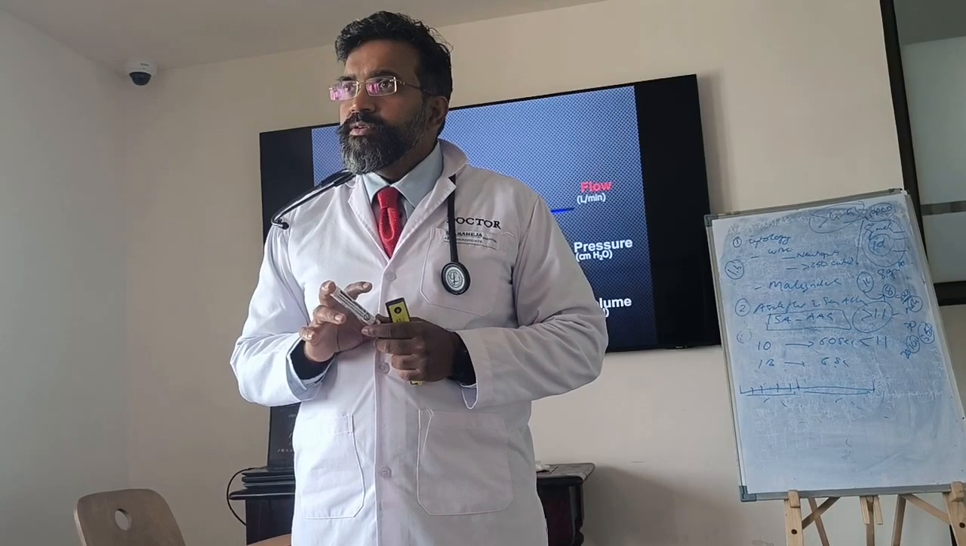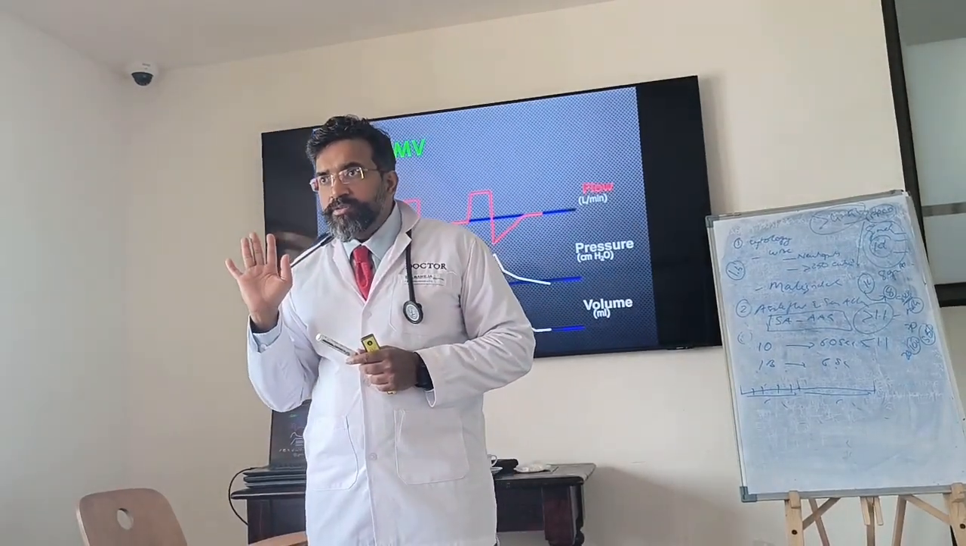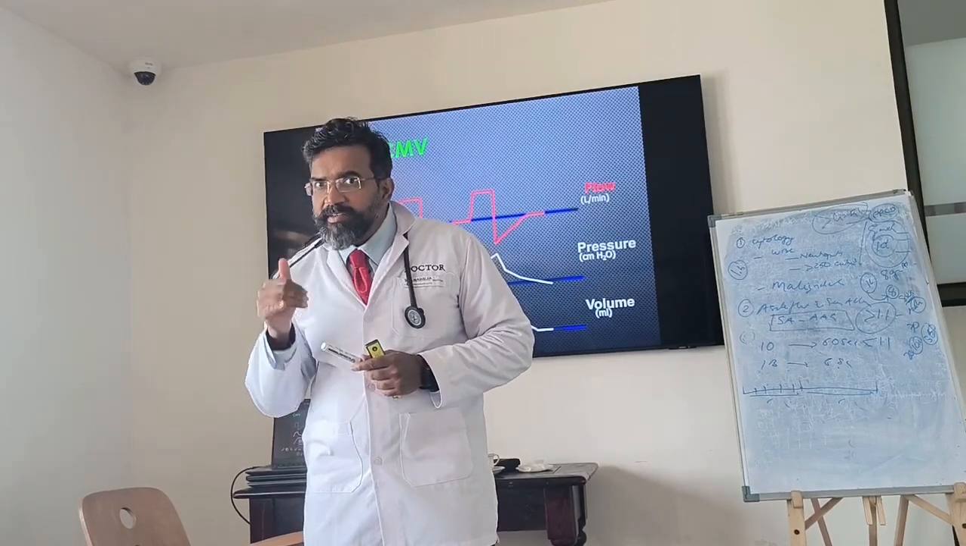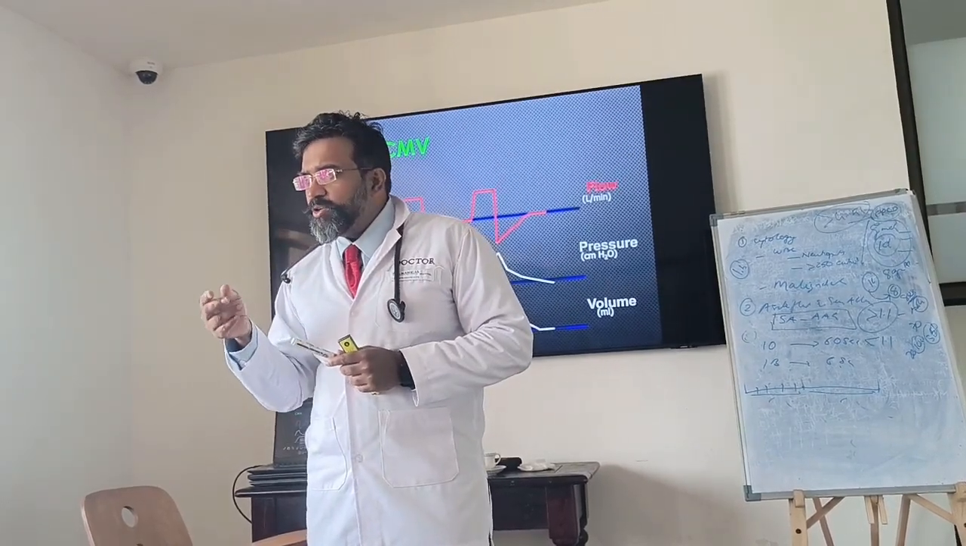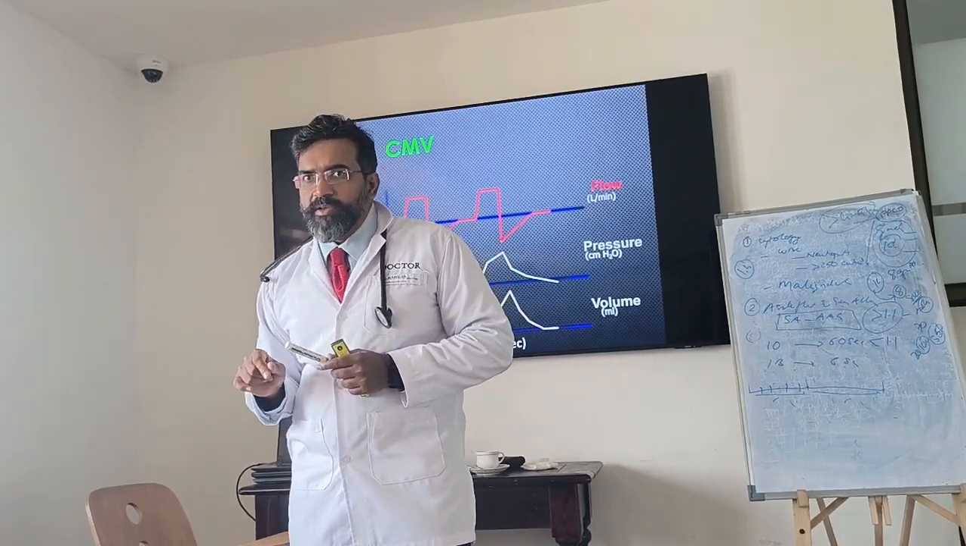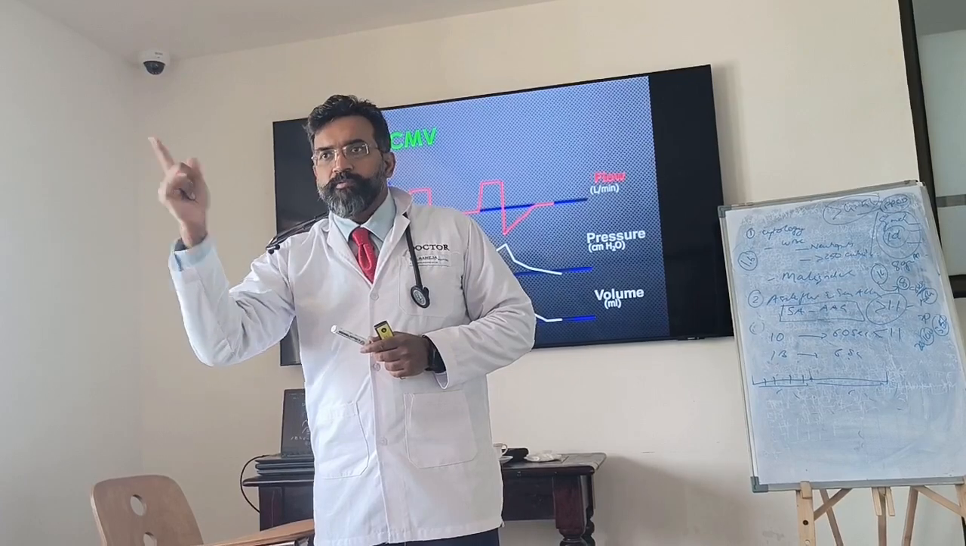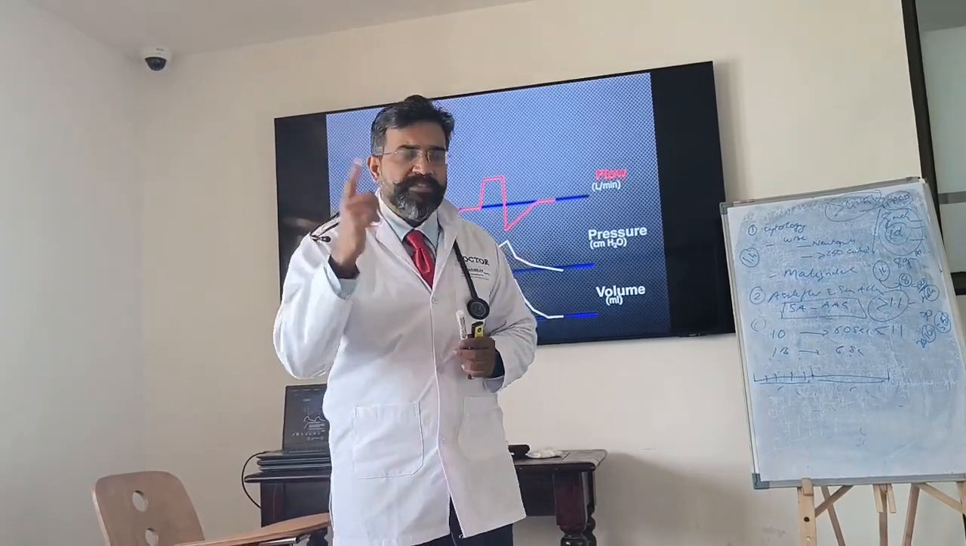How does a flow trigger work? I'm coming to that now. Okay, so pressure trigger, you understood? If it is negative, that is why when you set a pressure trigger you get -2, -3, -4, -1. But when you say flow trigger, it is +1, +2, +3, +4. Flow trigger is upwards. Why is that so?